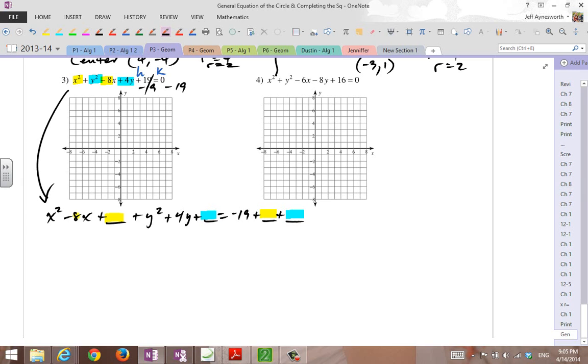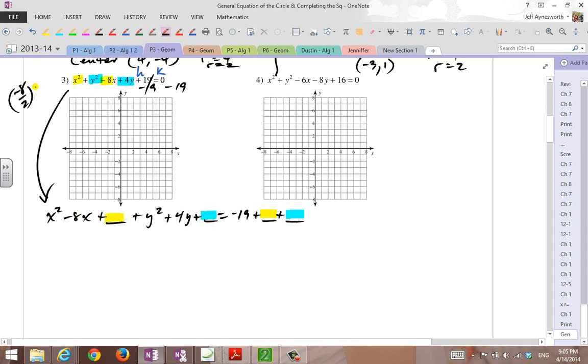Okay, so a negative 8 divided by 2 is negative 4 squared is 16. So I'm going to add 16 to both sides. 4 divided by 2 is 2 squared is 4. So I'm going to add 4 here and to both sides. And now I factor. So I've got, put my binomials in. I always factor into two binomials. 20 minus 19 is 1, so that's 1 here on the right-hand side when you simplify it.